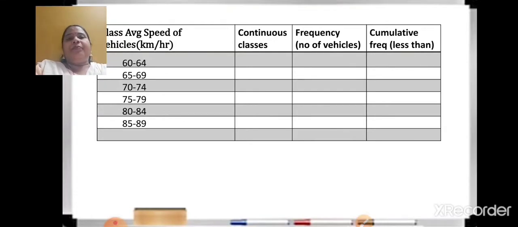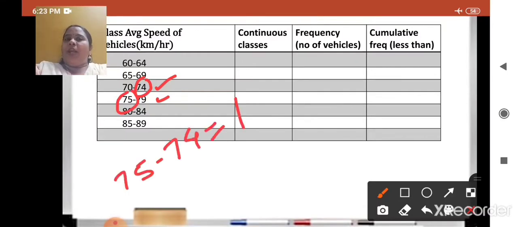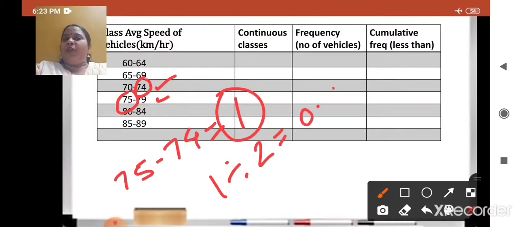Then, in order to make it continuous, take any two consecutive classes. Suppose I am taking this one and this one. The upper limit here is 74. The lower limit here is 75. Take the difference between them. 75 minus 74. What is the answer? 1. Whatever difference you have obtained, divide it by 2. How much will you get? 0.5. Now this 0.5 is a factor which you need to subtract from the lower limit and add to the upper limit.